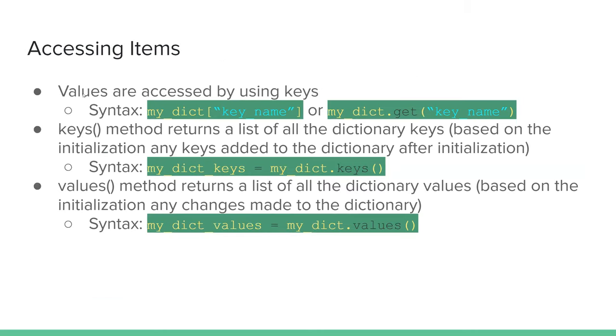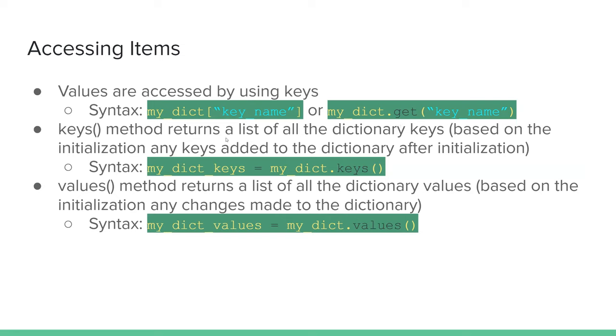Accessing an item is very simple. Items can be accessed by using keys. For example, you can have my_dict, and then in square brackets, you have a key, and then end square bracket. You can also use the get method.